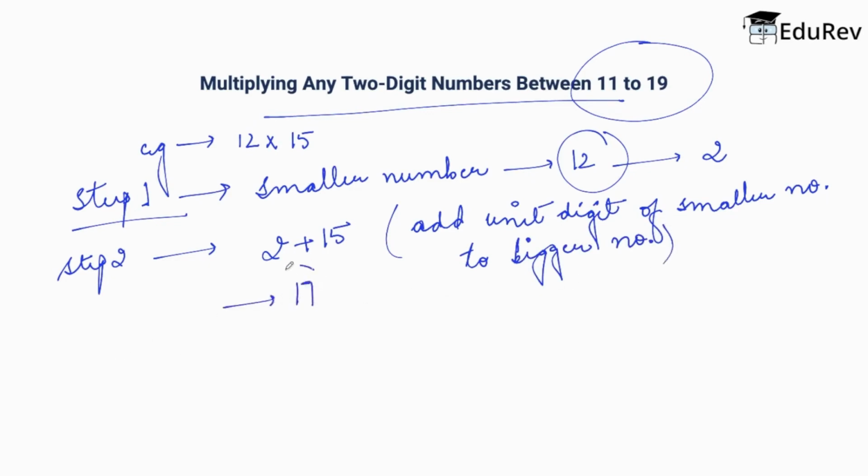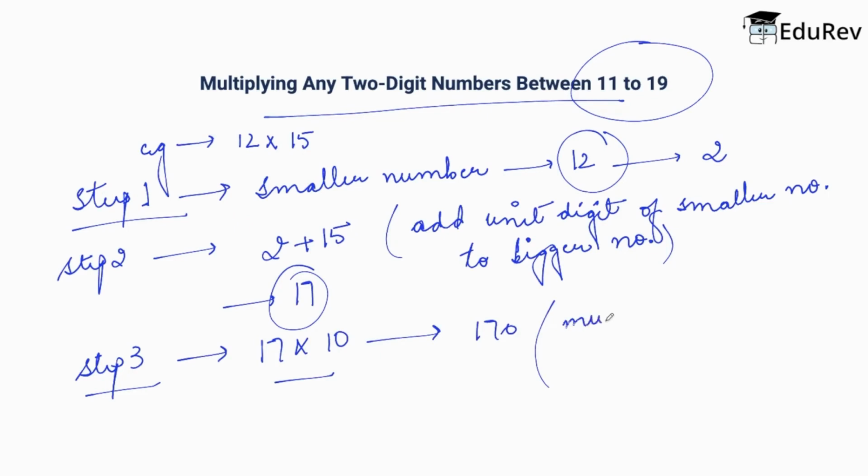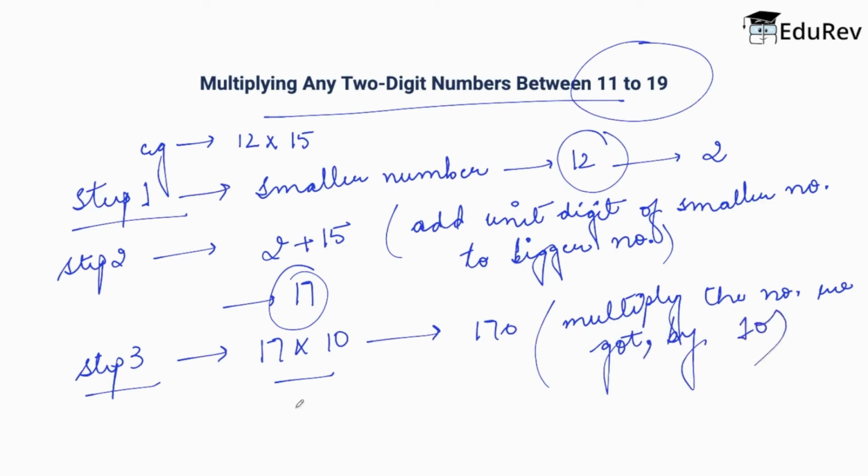It will be 17. Now, step 3 is that I have to multiply this number with 10. So it will be what? 170. Okay. So I need to do what? I need to multiply the number we got in the previous step by 10. Okay.